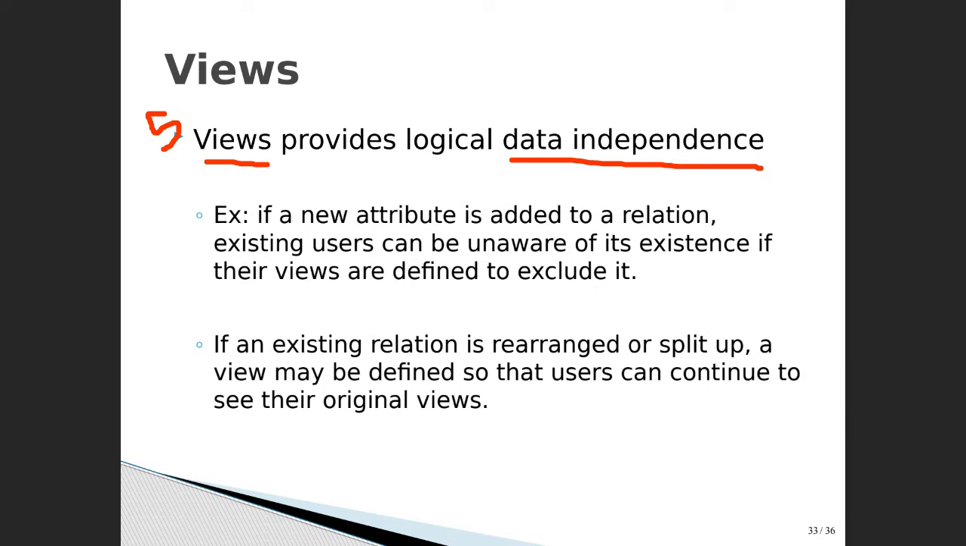For example, a new attribute is added to a relation. The user of this view will not be aware of it if the view is defined to exclude it. But if it is included, they will be aware. And if the relation is rearranged or split up, the view must be defined so they cannot see any difference. They will continue working on their views as usual, and the original views will not be affected if the existing relation is rearranged or split up.